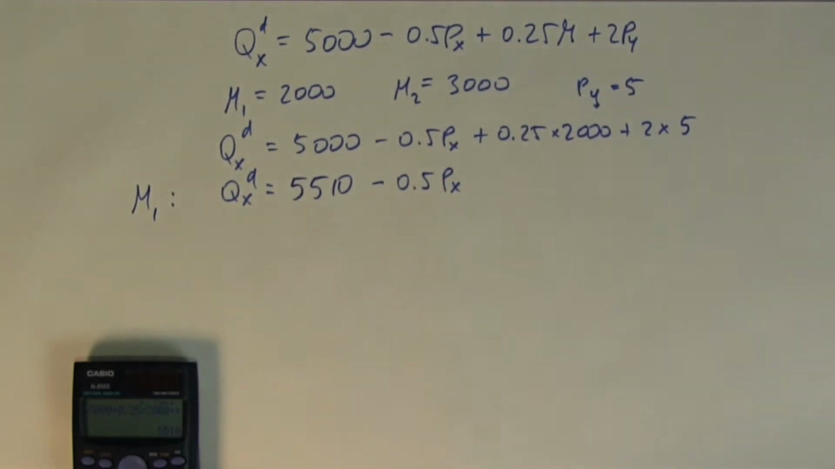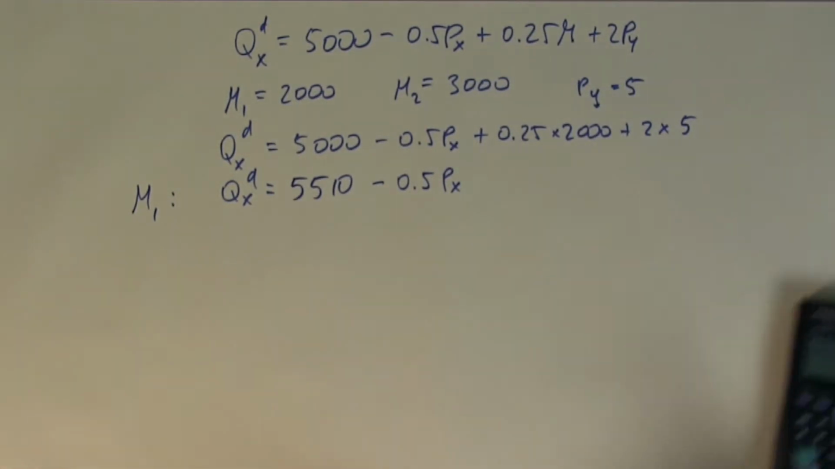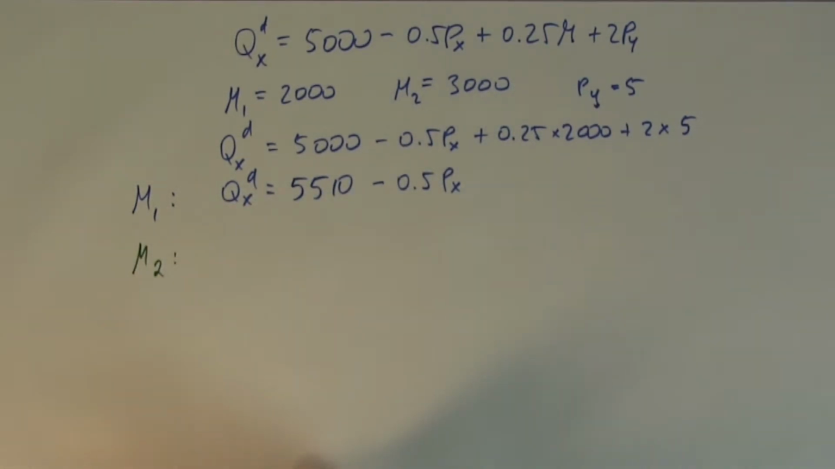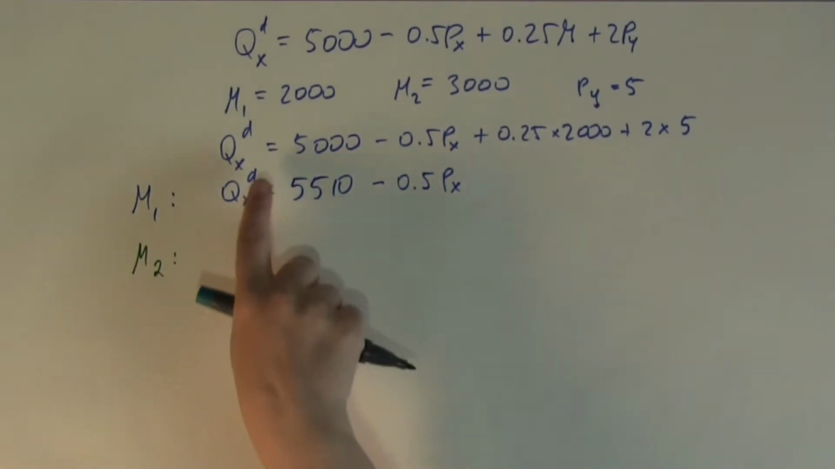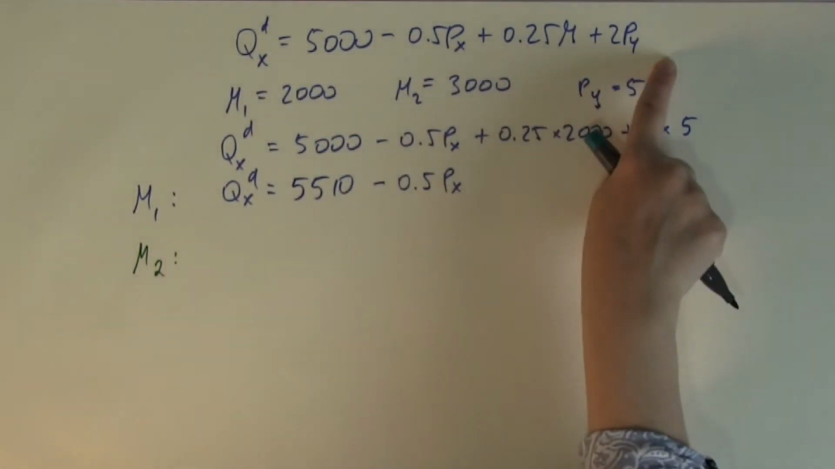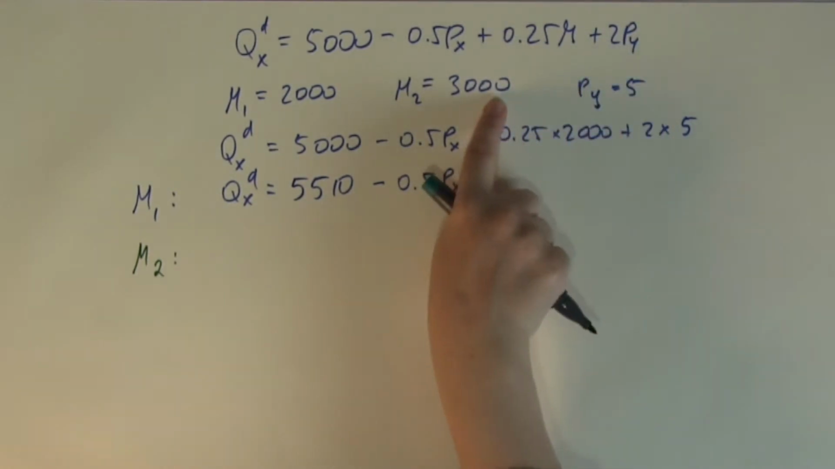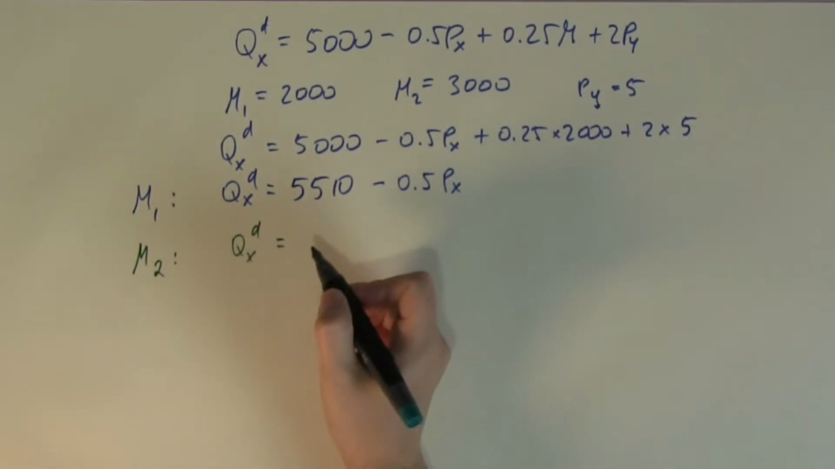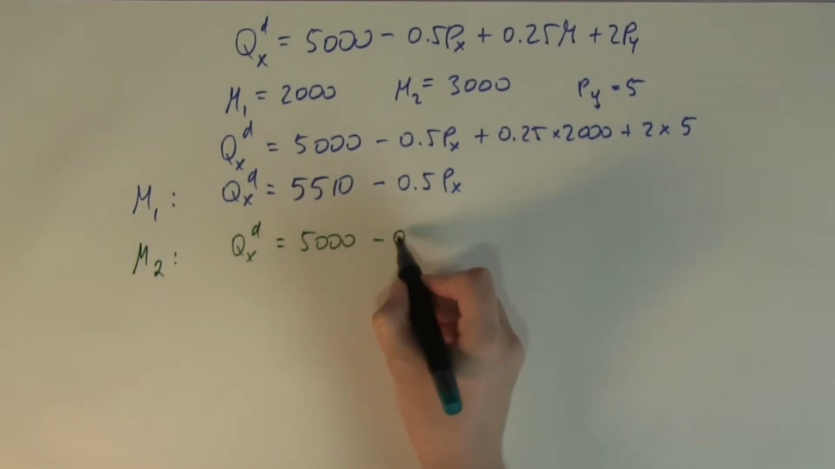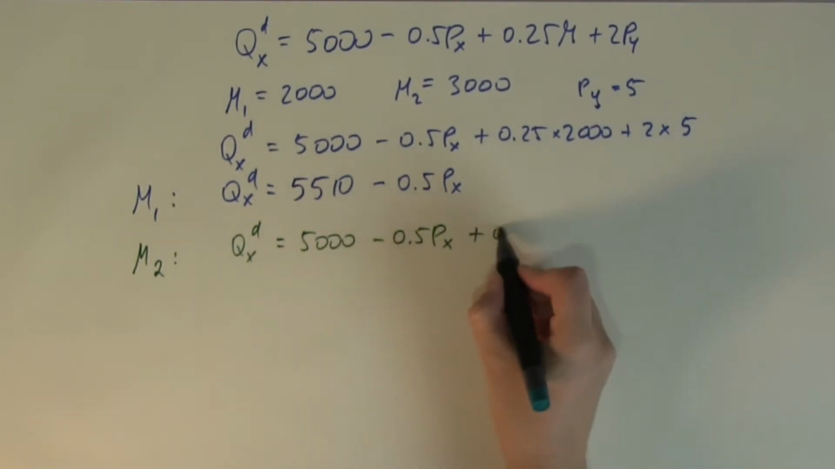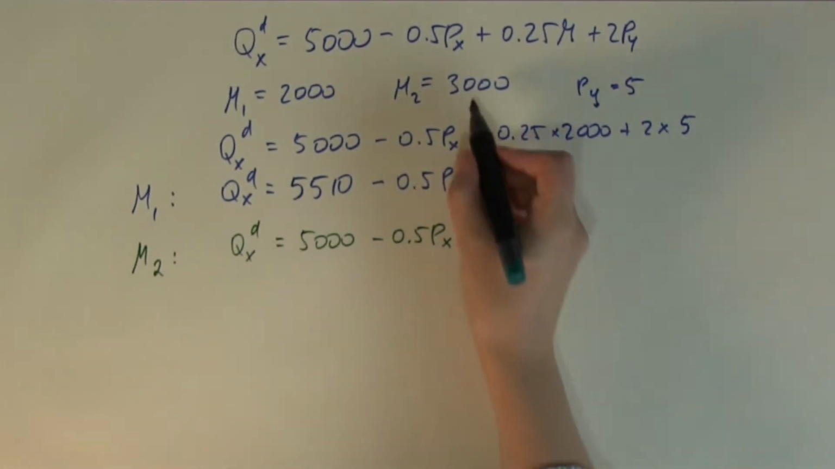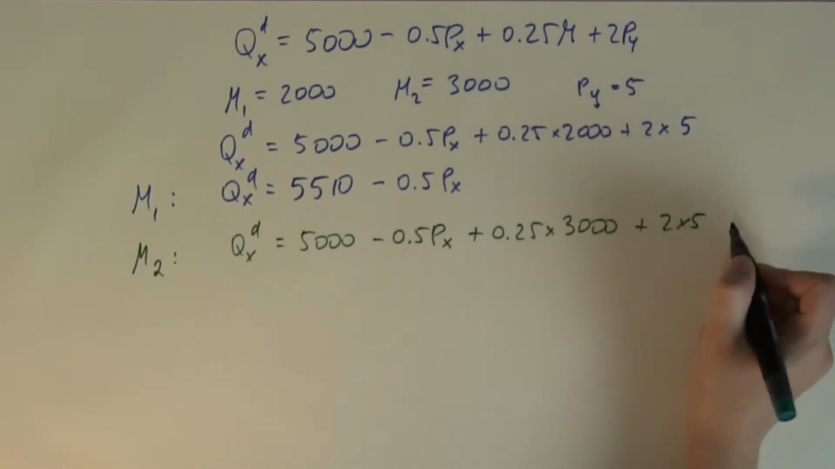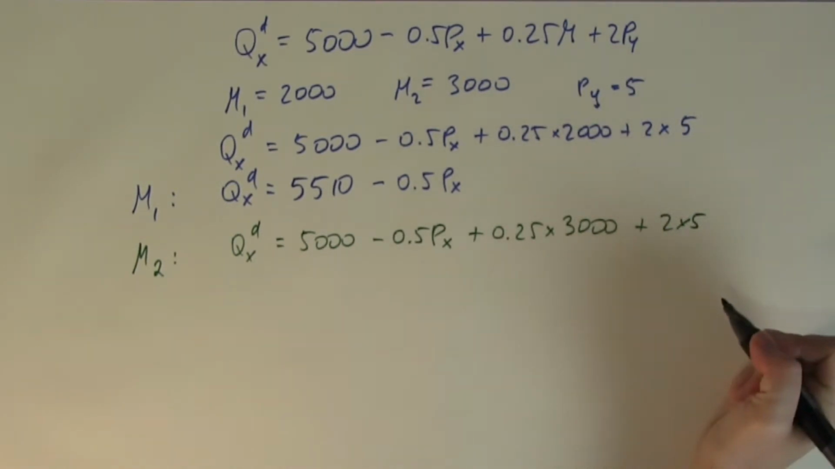So how am I going to do m2? M2 will be a very similar case. All I need to do now is pick up the original equation and now substitute m for 3000 instead of 2000. So the Qxd will be 5000 minus 0.5Px plus 0.25 times m, which is now 3000 instead of 2000, but Py hasn't changed because it says that Py is 5 in both cases.